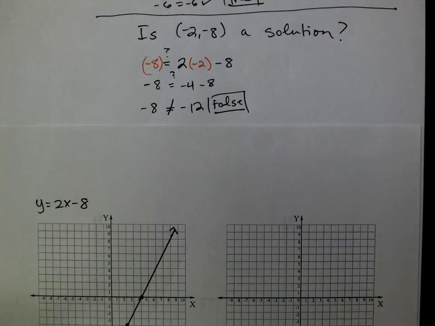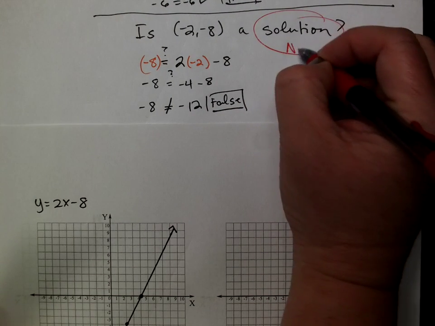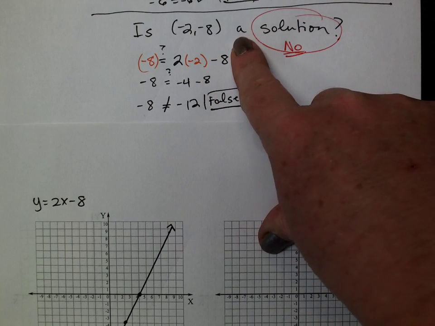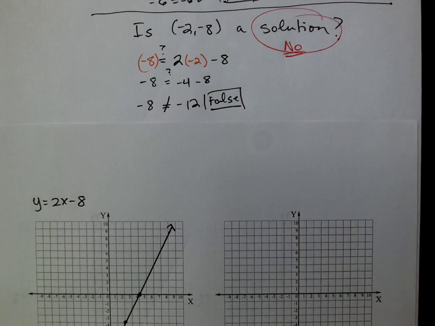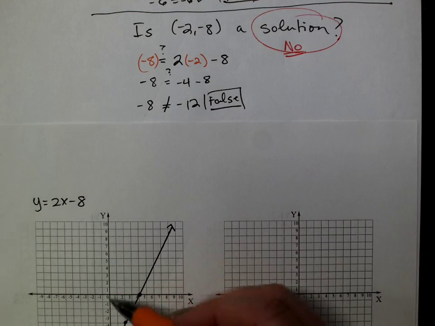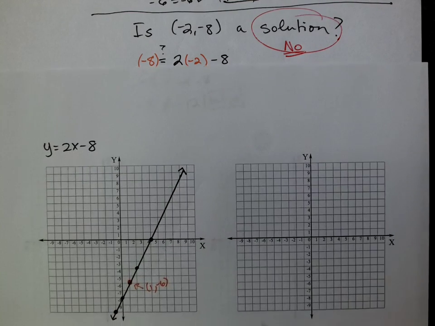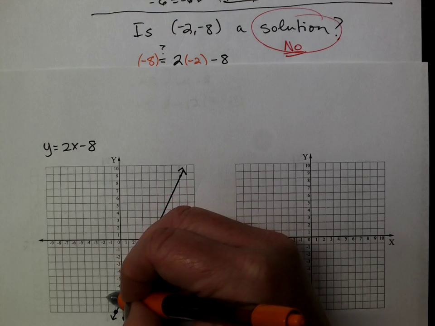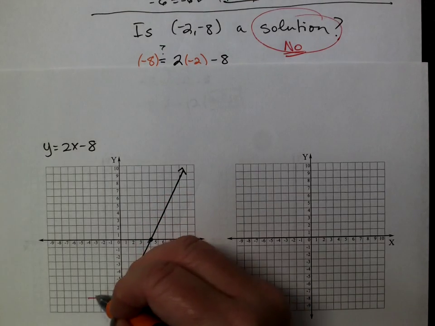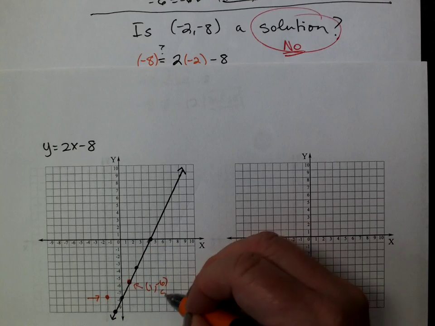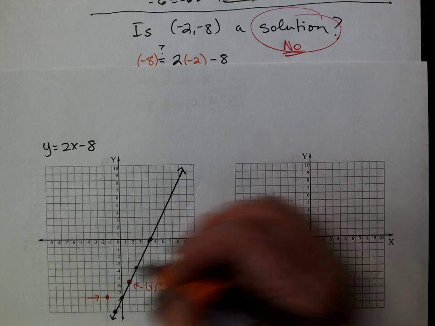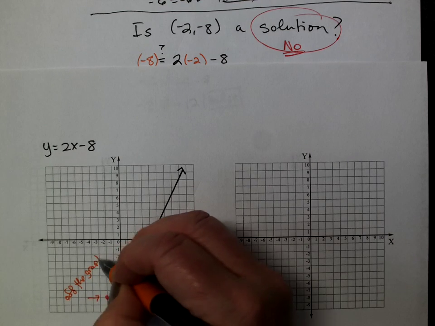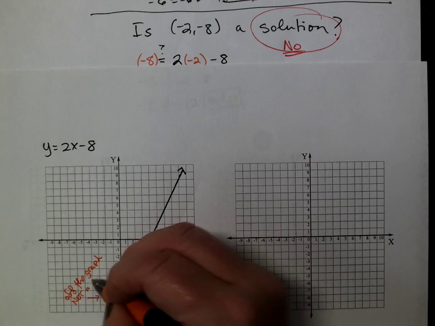That's a false statement, so that point is not a solution. It does not satisfy the equation when you plug in that x and y. It's not an ordered pair that satisfies. And you can also see -2, -8 visually. It is right there, and so it is off the graph. So this is a solution, and this is off the graph. It does not satisfy, so it is not a solution.